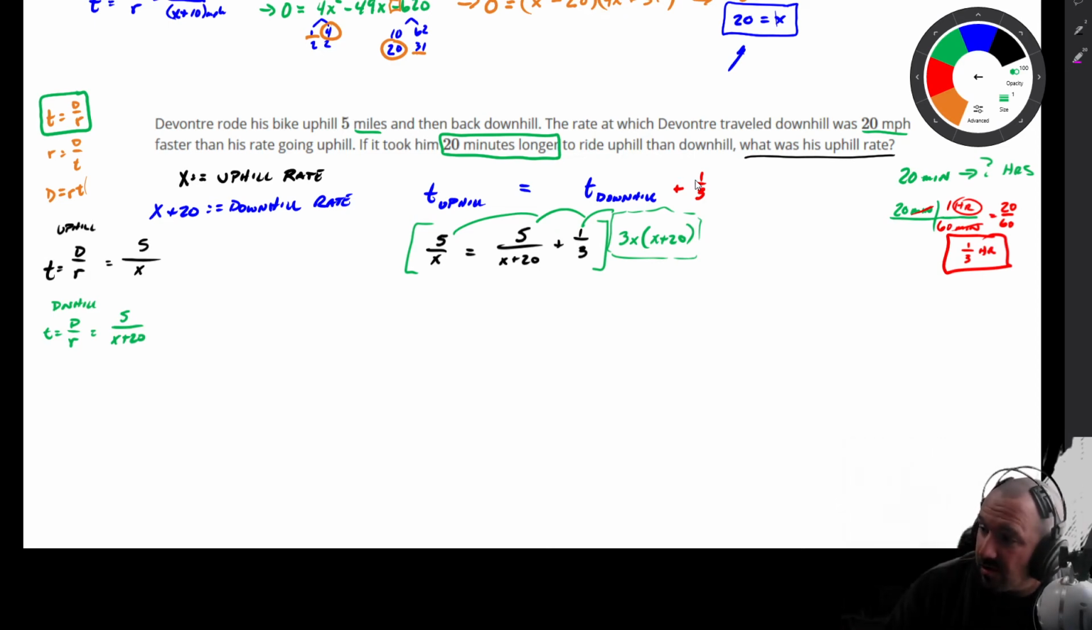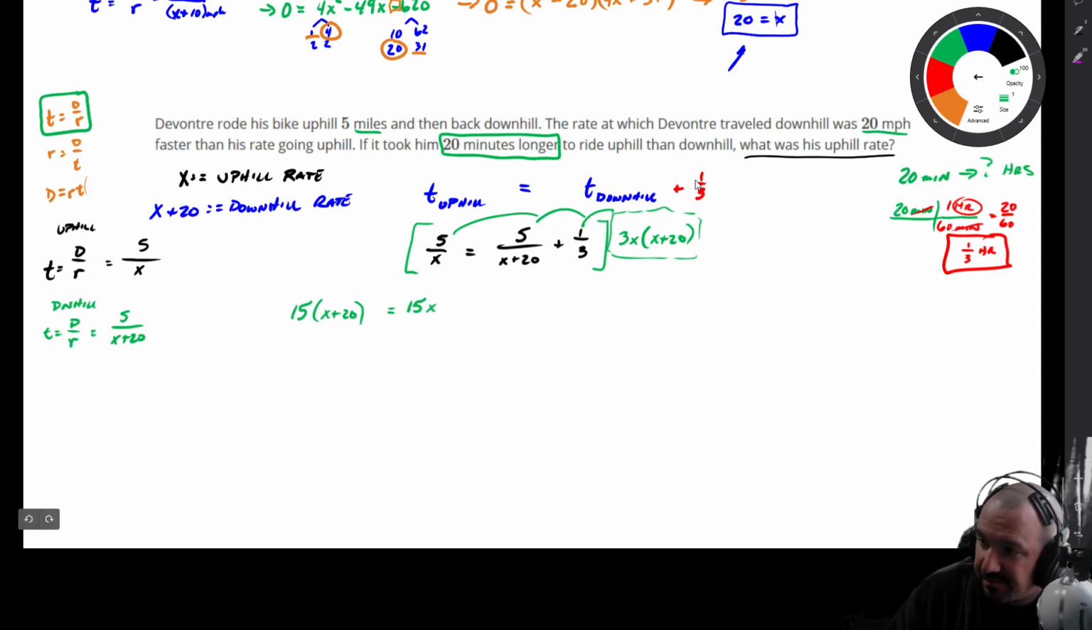Bringing all this stuff over, the 5 and the 3 will multiply. That's going to give me 15. The X's are going to divide out, so that's going to cancel, leaving me with 15 and X plus 20. Over on the right side, the 5 comes in with the 3, so that's going to give me 15. But instead of the X canceling, the X plus 20 factor will cancel, leaving me with 15X. On the third, the 3's will cancel, leaving me with X and X plus 20. So here's my equation.